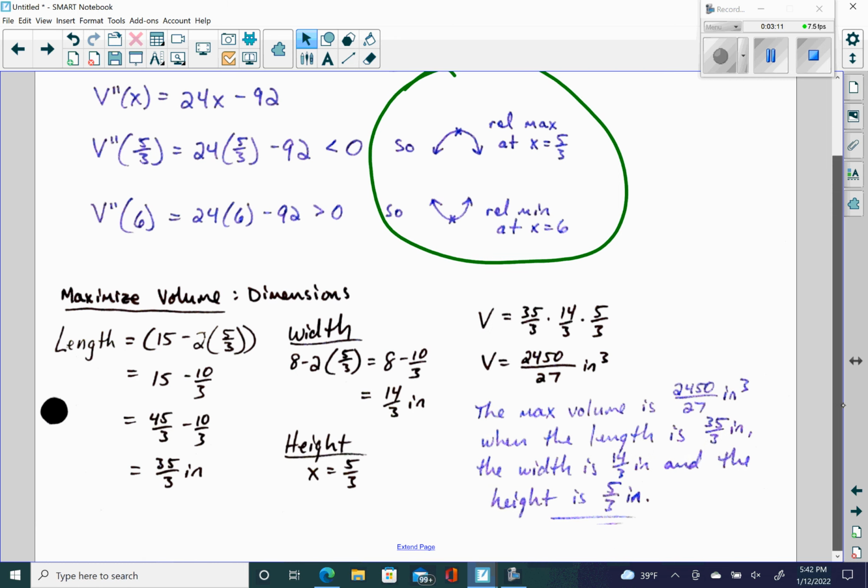Then we just want to find the dimensions here. So when x is 5/3, our length is going to be 35/3. This is all in inches. And our width will be 8 minus 2 times 5/3, which gives us 14/3. And that would make our height 5/3. So the max volume is, if we multiplied all three of those together, and we could leave it like this, you could turn it into a decimal. But here's our volume in cubic inches. When the length is 35/3 inches, the width is 14/3 inches, and the height is 5/3 inches.